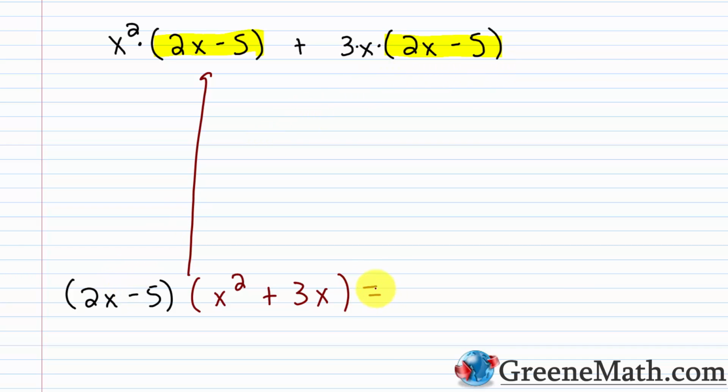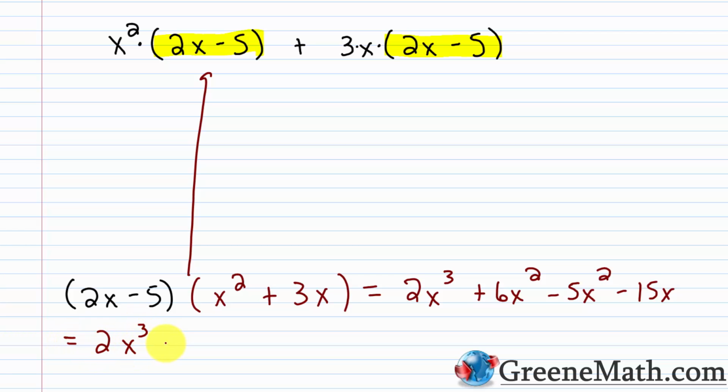So if I did FOIL on this, 2x times x squared is 2x cubed. The outer would be plus 6x squared. The inner would be minus 5x squared. And the last would be minus 15x. If I combine like terms, I would end up with 2x cubed plus x squared minus 15x. And I'm going to show you that you get the same thing up here.